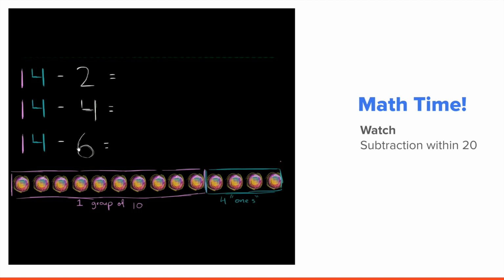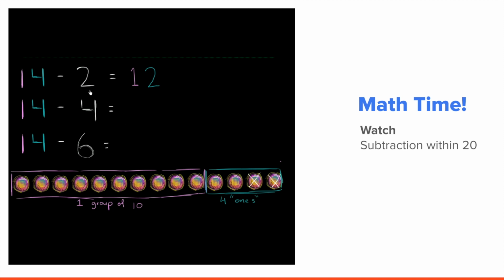Now let's look at each of these. What is 14 minus 2 going to be? Well, we could take away 2, so take away 1, take away 2, and how many are we left with? Well, we still have our one group of 10, so it's going to be 1, followed by how many ones do we have left over? Well, we have 2 ones left over, 1, 2. So we are going to be left with 12.